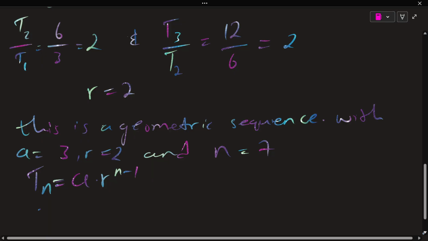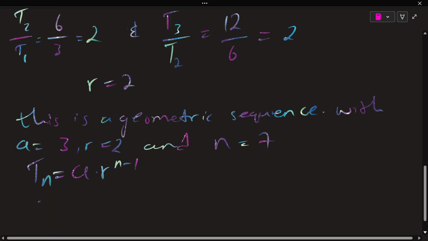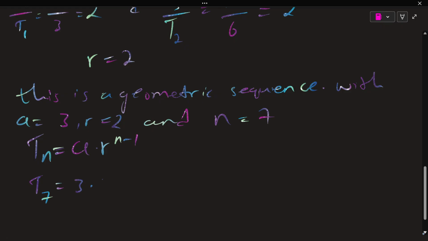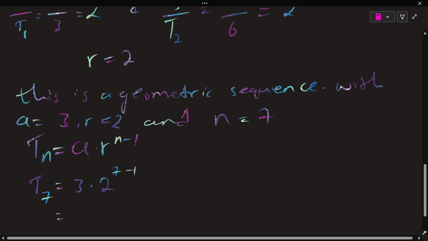Now we know that we're looking for the seventh term. Since we need to find the seventh term, we have to replace n by 7 and a by 3. And here is a multiplication. Here we're going to put 2 to replace r. And as for the exponent, it's going to be 7 minus 1. Remember, n is equal to 7.